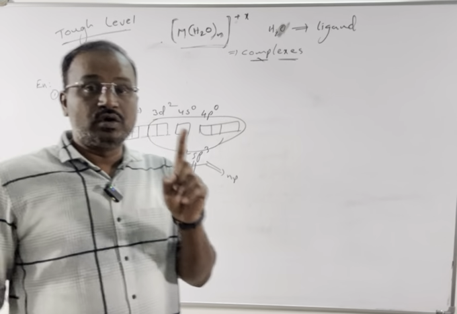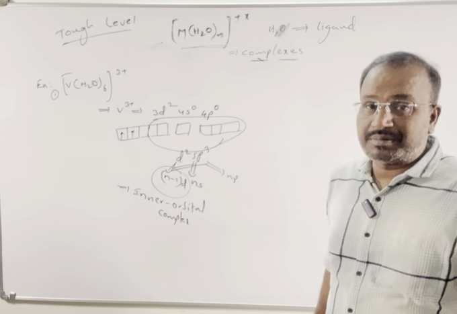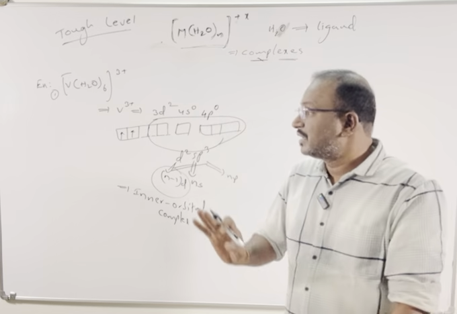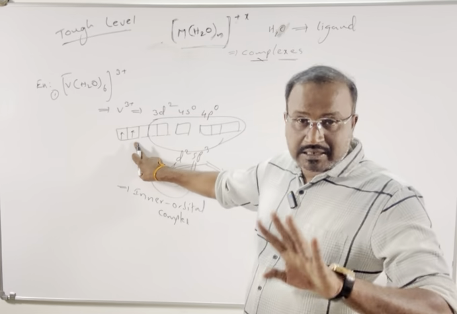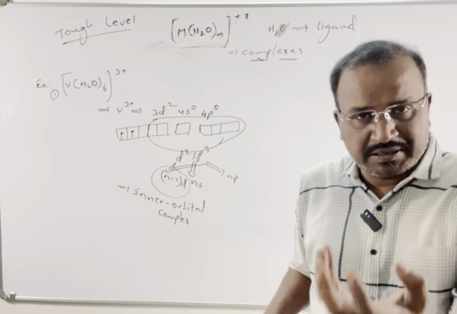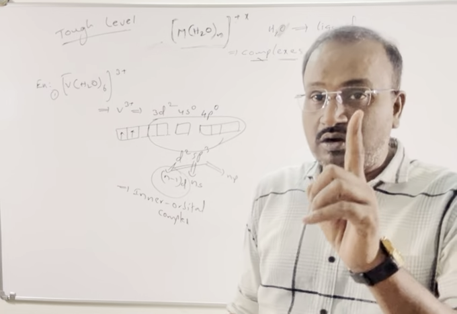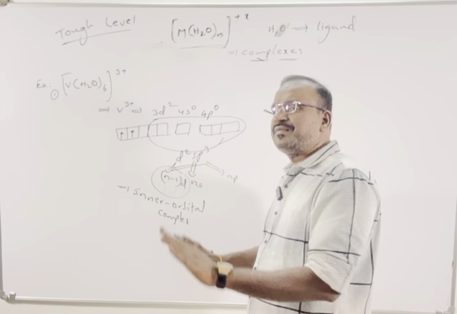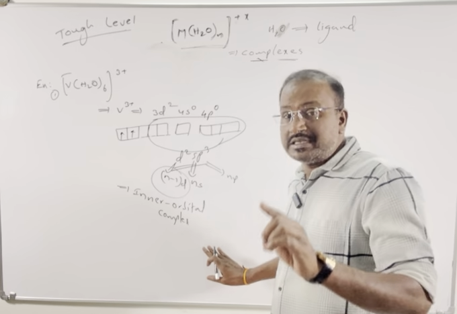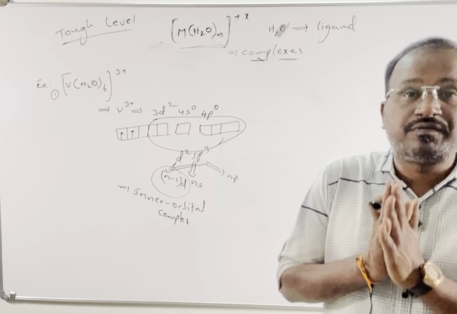It is not a low spin complex. It is an inner orbital complex. Low spin complex means the number of unpaired electrons should decrease. But here the number of unpaired electrons does not decrease: it is the same as it was in V3+ before complex formation, and the same after complex formation. So this is not a low spin complex; it is an inner orbital complex and a high spin complex itself. So please be careful. It is a tough level, I told you, so you have to be very careful like this.